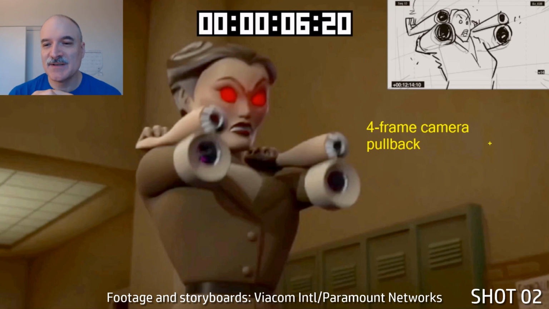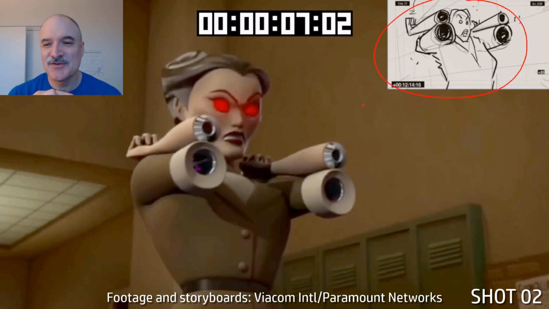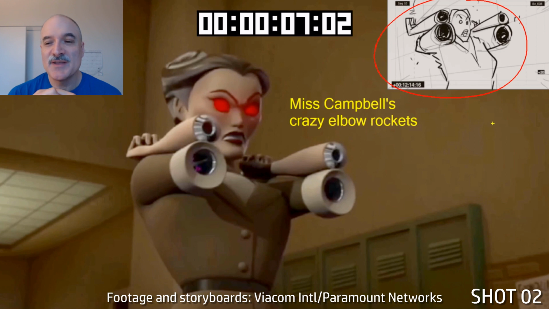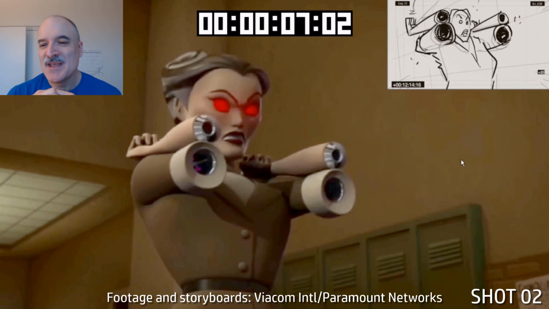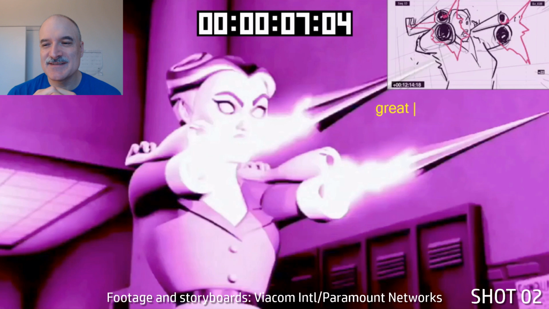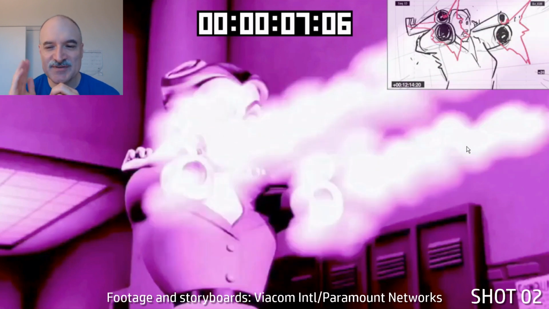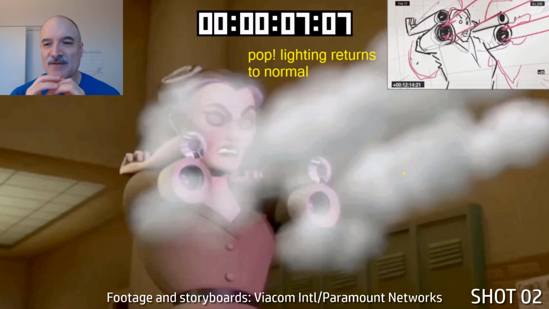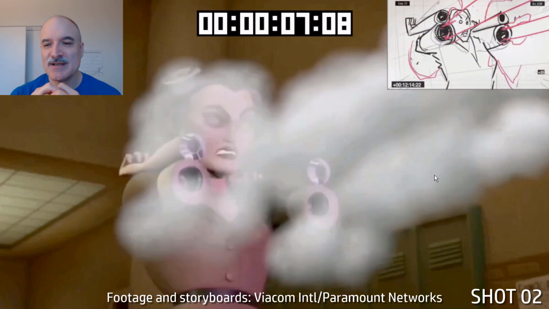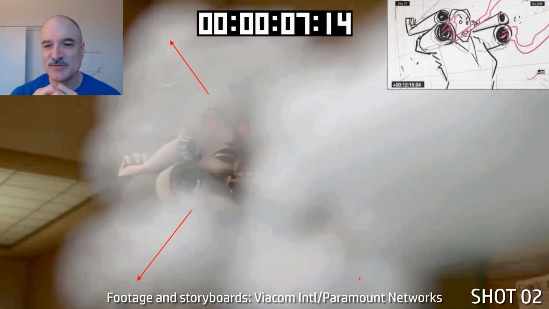Now here's our friendly guidance counselor, Miss Campbell, who turns out to be an evil robot with crazy elbow rockets. So she shoots her elbow rockets here. Terrific lighting. Look at the contrast here. It's all just purples and blacks and whites, and then pop, after a few frames, it all returns to normal. Nice and defined and just really strong lighting.